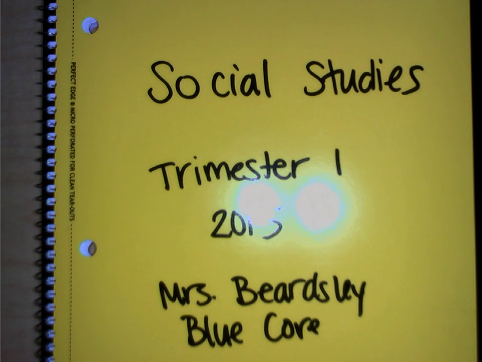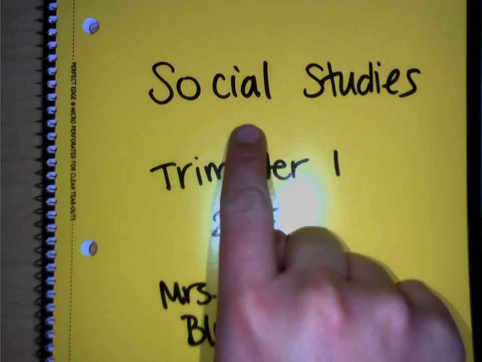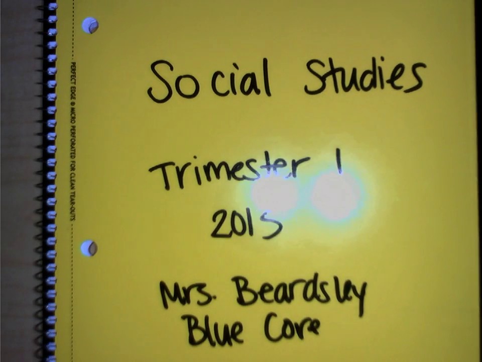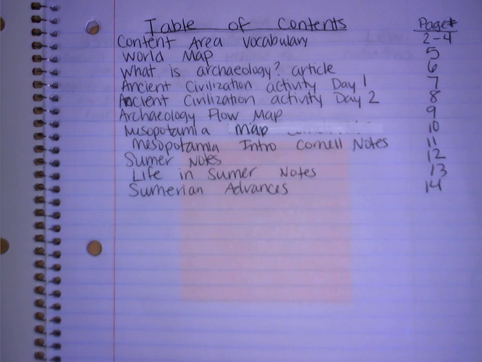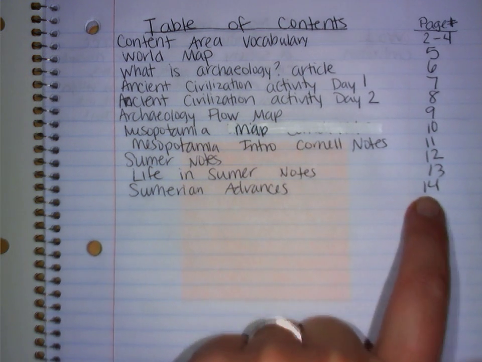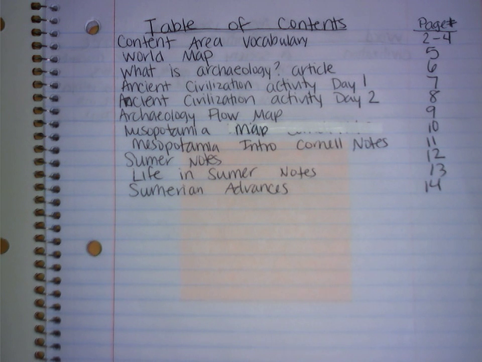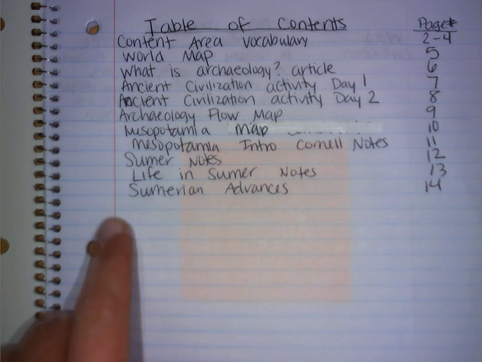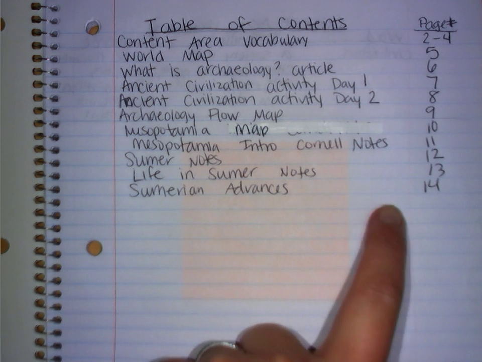Hello. Today we're going to be taking some notes in your social studies journal. On your table of contents, we're going to add Sumerian advances to page 14. Remember, you can pause this video at any time to get caught up and then just press play again when you're ready to move on. So go ahead and add that to your table of contents and then flip to page 14.